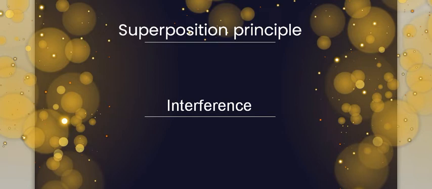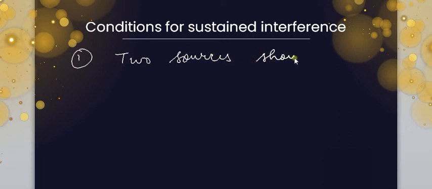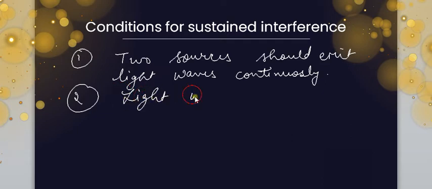Okay. So for Young's double slit experiment, what are the conditions we need to obtain the interference pattern on a screen? The first condition is that the two sources should emit light waves continuously. After that, the light waves should be of the same wavelength.